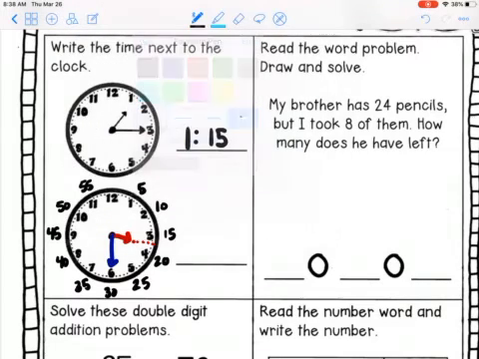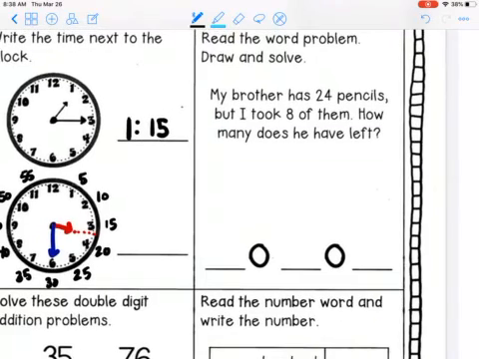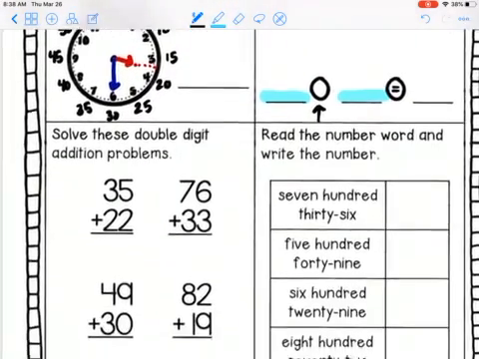After you do the telling time, there's just a word problem here on the right. It says, my brother has 24 pencils, but I took 8 of them. How many does he have left? So you're going to write the expression, and then here you have to put either plus or minus in this circle, and then this is going to be an equal sign. My brother has 24 pencils, but I took 8 of them. How many does he have left? So think about your picture there in your brain, and what does that mean?